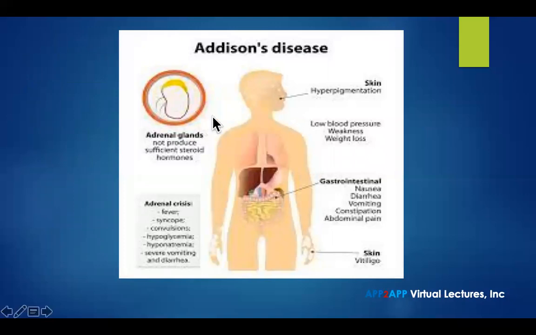So basically, with Addison's disease, the adrenal glands are not producing sufficient steroid hormones. In the adrenal crisis, you're going to want to look for fever, syncope, convulsions, hypoglycemia, hyponatremia, severe vomiting, and diarrhea. There is hyperpigmentation of the skin. They have low blood pressure, weakness, and weight loss. And in the GI tract, as I've mentioned, nausea, diarrhea, vomiting, constipation, and abdominal pain. And frequently, these patients also are found to have vitiligo.